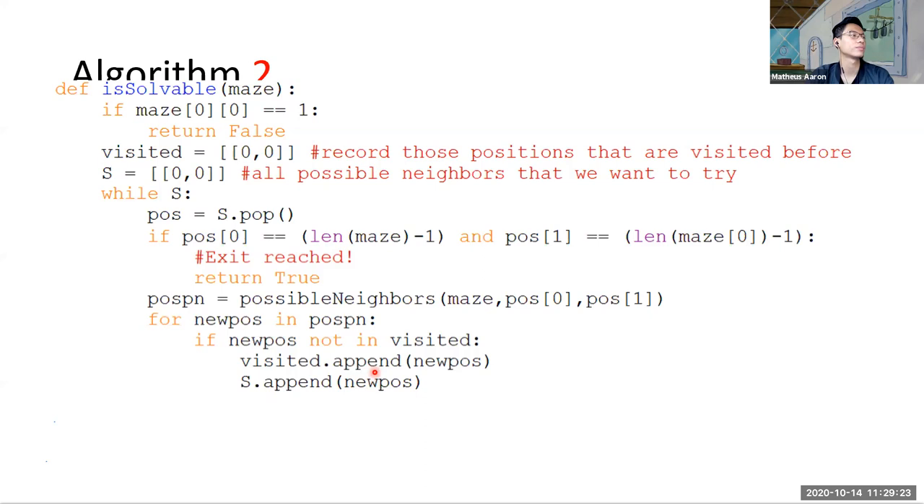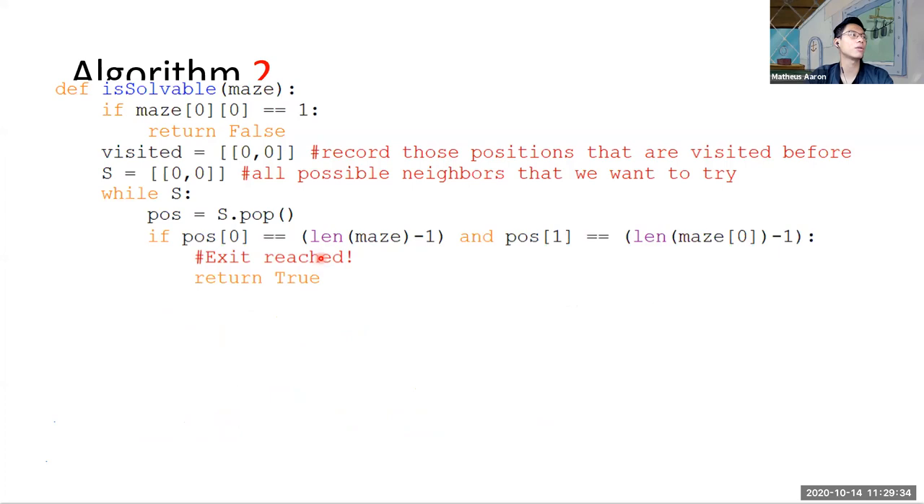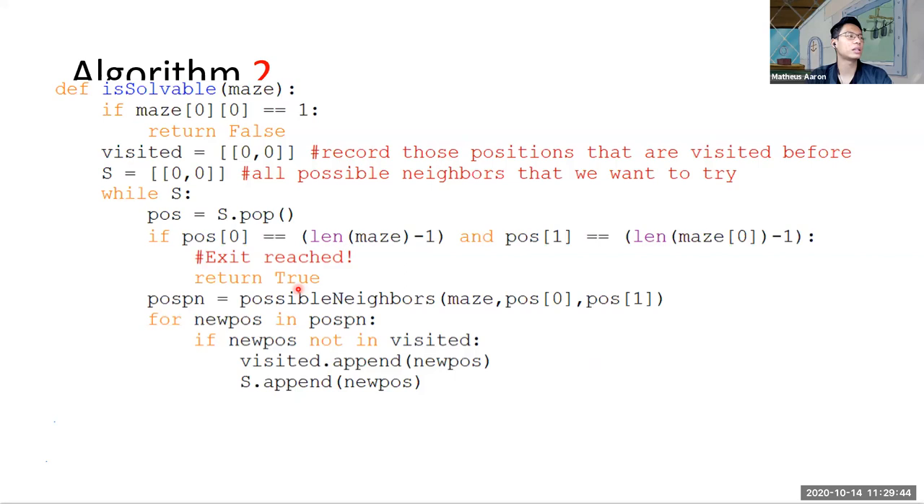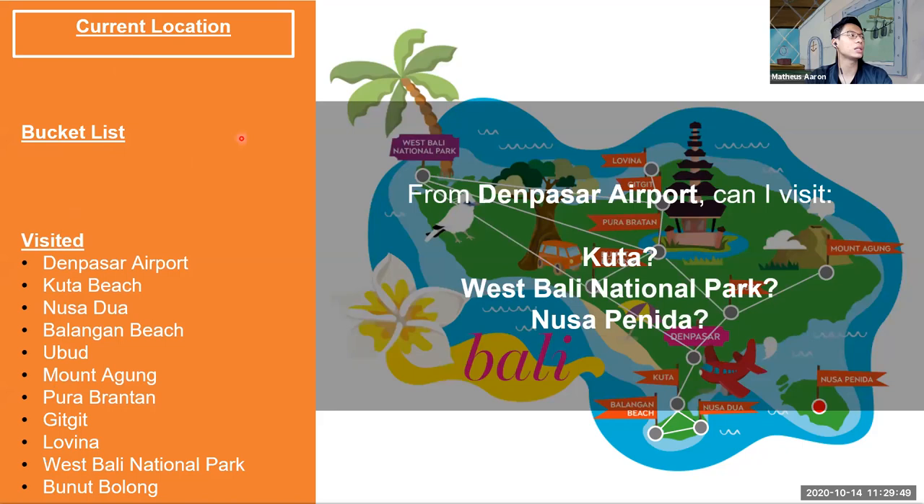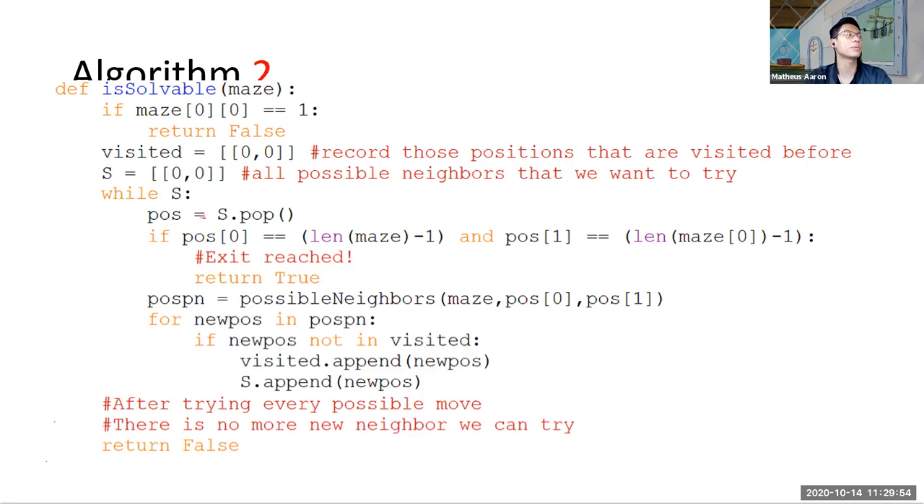After trying every possible move, at a certain point you should be able to reach this, because remember our algorithm will just search everywhere. It will go through all the places. At a certain point, you can see the bucket list will be empty. If the bucket list is empty and we haven't reached our goal or destination, then we simply return false. Because if we reach our destination, technically it should be caught here. This is the way you actually debug it.